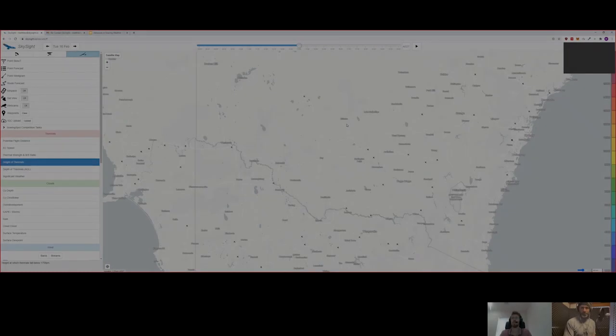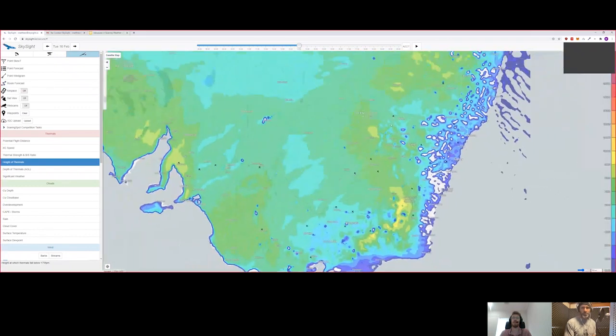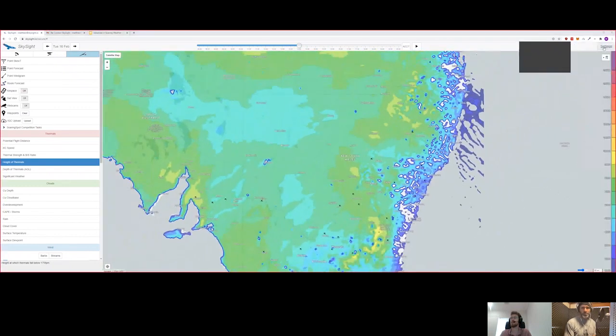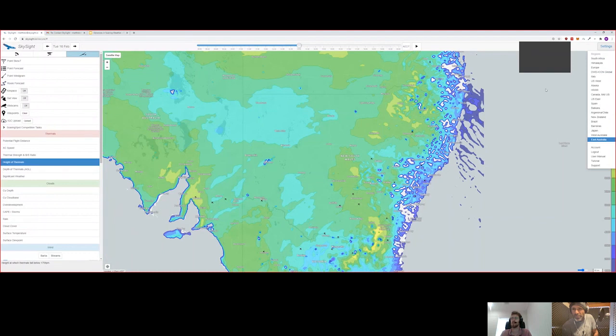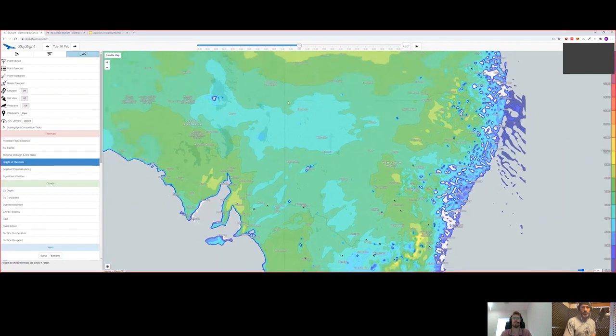All right, so this is what it looks like when you load SkySight for the first time. Today I'm looking at Australia, but you can see in the top corner here we have all the different regions we're forecasting for. So we've got South Africa, all of Europe, all of the US, even the Balkan regions of Europe, Argentina and Chile, New Zealand, Brazil, Japan, most of the places where people are flying gliders we have forecasts for. And we're always looking to expand as well.